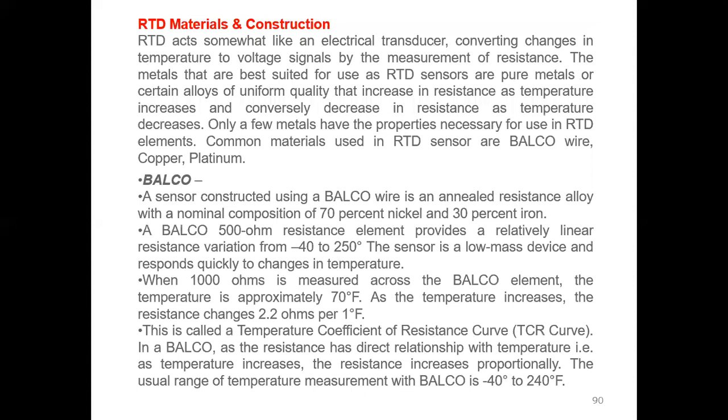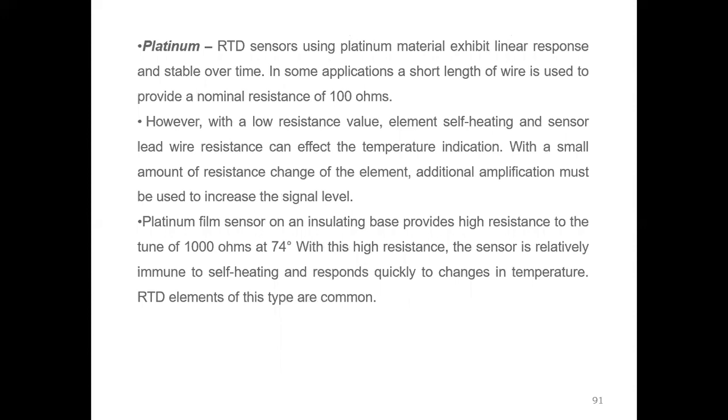RTD material and construction. One of the materials is Balco, a 500 ohm resistance element, which provides a relatively linear resistance variation from -40 to 250 degrees. The sensor is a low mass device and responds quickly to changes in temperature. RTD sensors using platinum exhibit linear response and are stable over time. In some applications, a short length of wire is used to provide a nominal resistance of 100 ohms. However, with a low resistance value, element self-heating and sensor lead wire resistance can affect the temperature measurement.